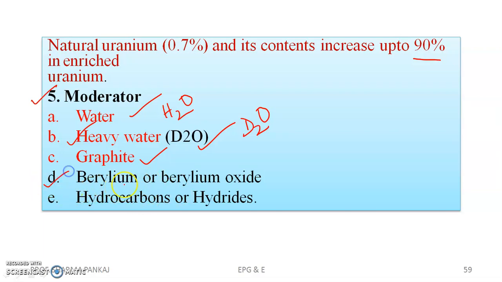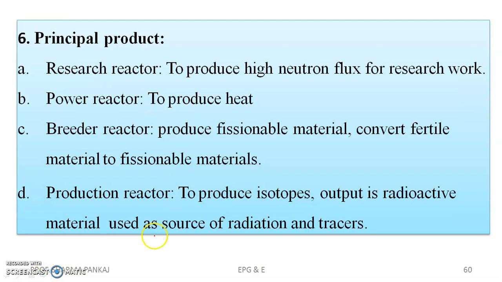The third one is beryllium or beryllium oxide. The fourth one is hydrocarbons or hydrides. Now, what are the principal products we are going to use here?